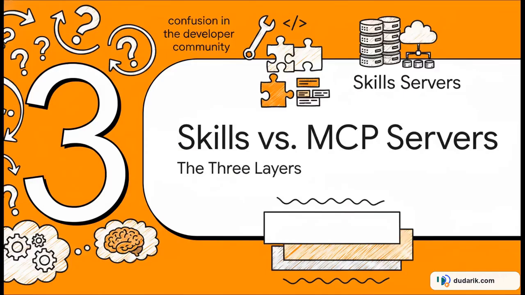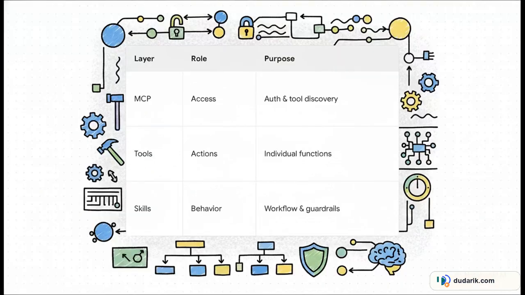Moving on to part 3, skills versus MCP servers. We absolutely have to talk about this because it's the biggest point of confusion for developers right now. So a lot of people get this wrong. They treat skills and the Model Context Protocol like they're competing with each other. They're not. They are operating at completely different layers of the stack. Think of MCP as your access layer. It handles the authentication, transport, and discovering external tools. Then you have tools, which are the raw actions, like reading a file or pinging an API. Skills are the behavior layer. They define the workflow, the order of execution, and the guardrails. In a real production environment, all 3 of these layers are running together perfectly.